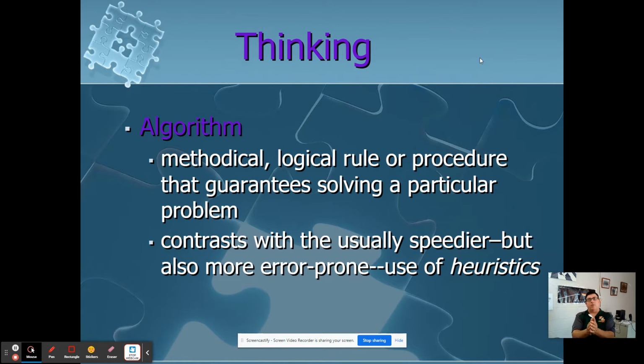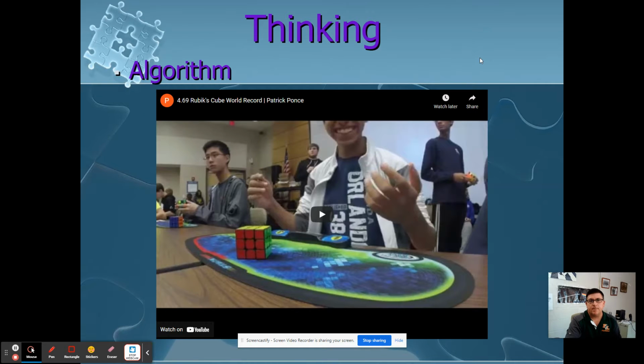Now, algorithms, thinking, break it down a little more, more detailed stuff about cognition. An algorithm is a methodological approach to solve a problem. Okay, it guarantees solving that problem. It's very detailed. It takes steps. Takes a long time. It is slower but more accurate than a heuristic, which we're going to talk about in a second. So, my son is good at this, the Rubik's Cube.